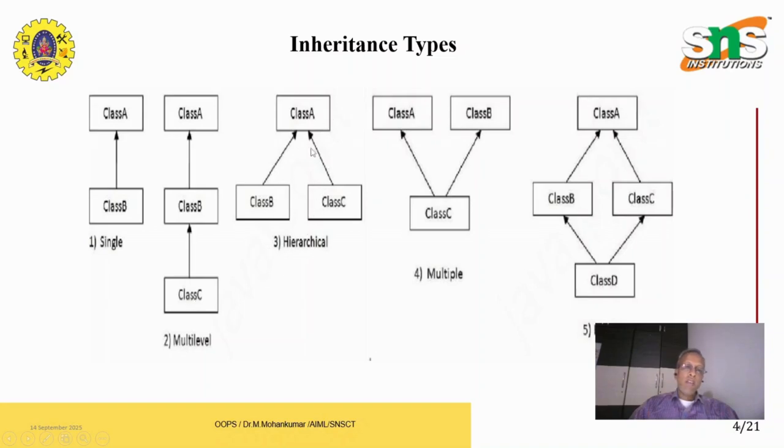The third one is called the hierarchical approach. Class A is the main hierarchy. From class A, class B and class C are called sub-hierarchies. Class B and class C mostly depend on class A only. Class A is the main primary class, and we use class B and class C based on class A only.